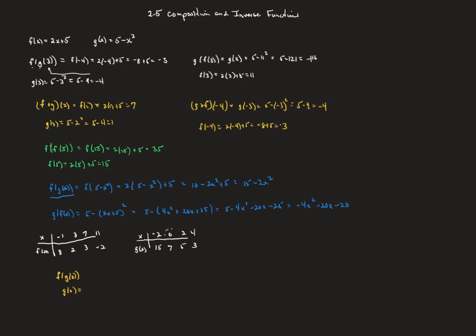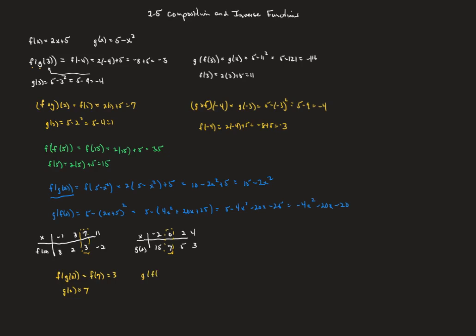And so that's going to come from our table, and we'll get 7 for that. So that becomes f of 7. And we look on the table for f and see that that is going to be 3. So f of g of 0 is 3.